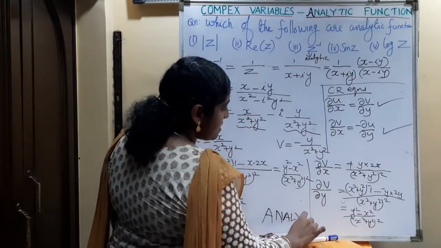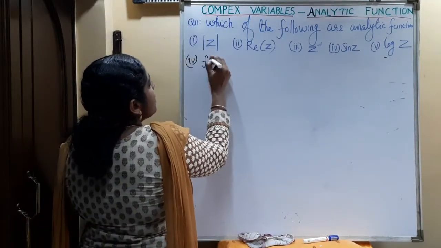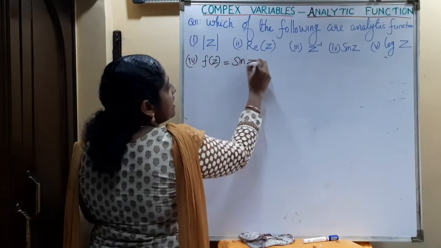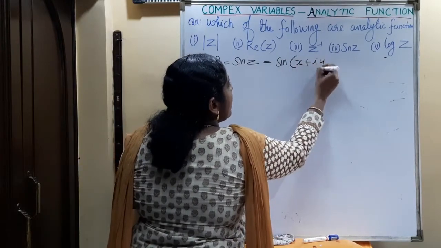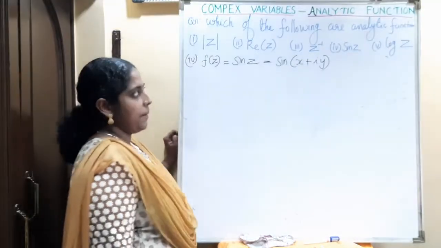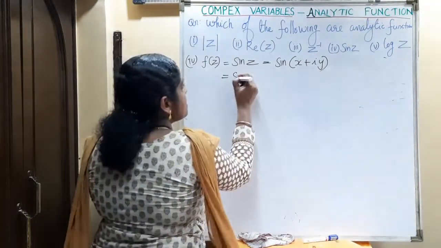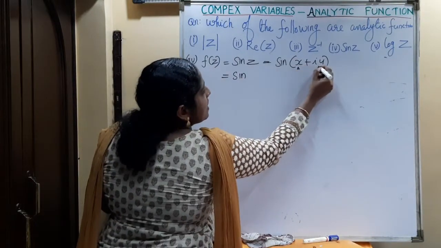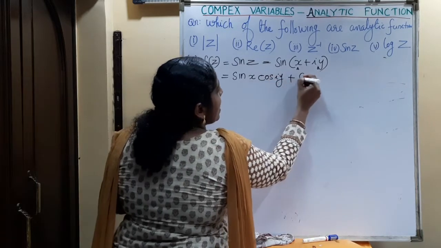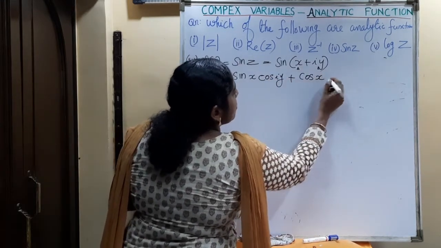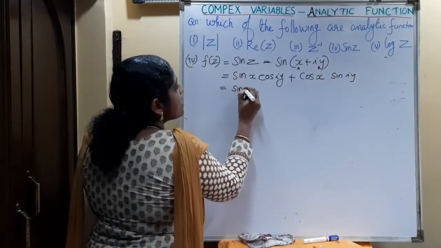Okay. So we can see the next question. Okay, question number 4, sin z. So f of z is equal to, what is that? Sin z. So if you are writing in complex terms, z equal to x plus iy. So it is in the form of sin of a plus b. So what is the expression for sin of a plus b? Sin a cos b plus cos a sin b. That is sin a, this is b. So sin a cos b, that is sin x cos iy, plus cos a sin b, that is cos x sin iy.